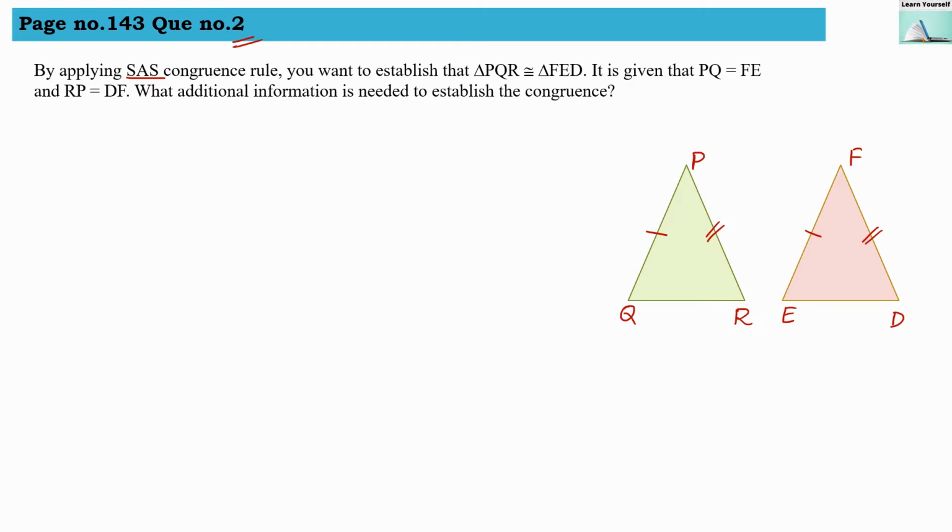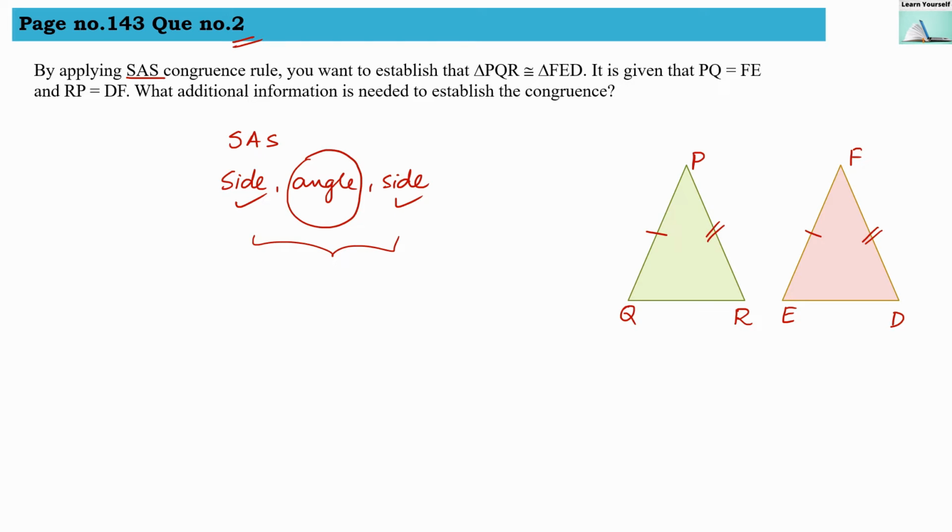Now which congruence do we have to establish here? SAS. That means we require side, angle and side. These three parts have to be equal in these two triangles, then only we can establish this congruence. We already have two sides as per the question. We have to find one angle, and this angle has to be sandwiched between these two sides.